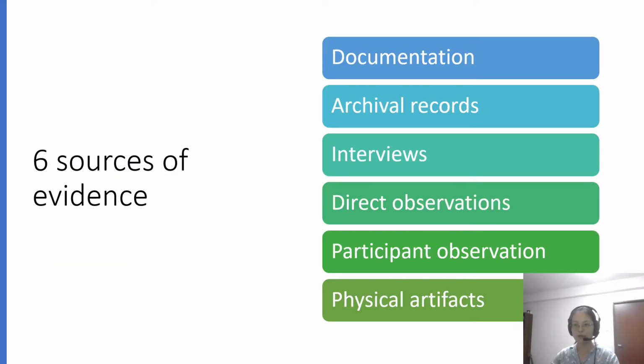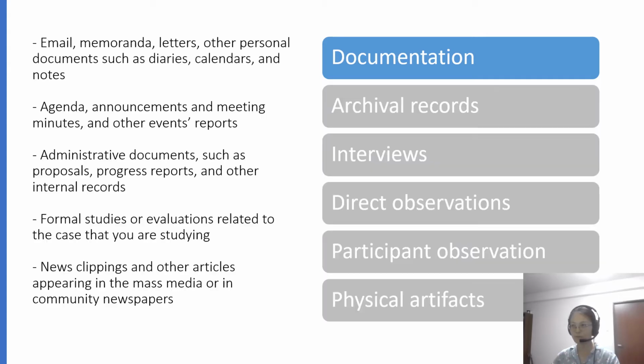That will lead us to first try to understand what the 6 sources of evidence are that we can actually collect data from. The first one is documentation. The second one is archival records, followed by interviews, direct observations, participant observation, and physical artifacts.